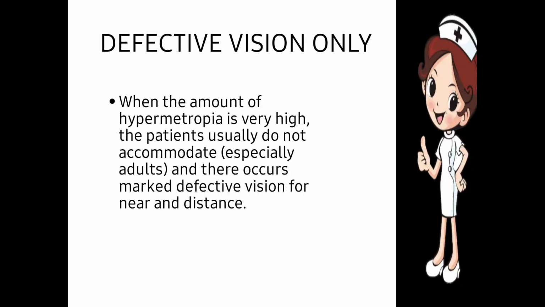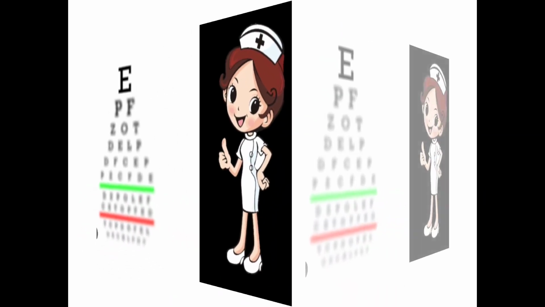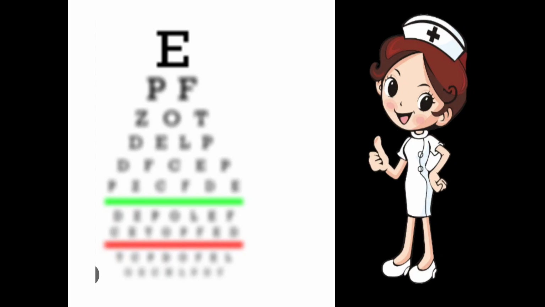Okay, so in this case, the patient finds that the world seems to be blurred. This results in defective vision. Defective vision is this kind of vision where everything is seen, but it's blurred.